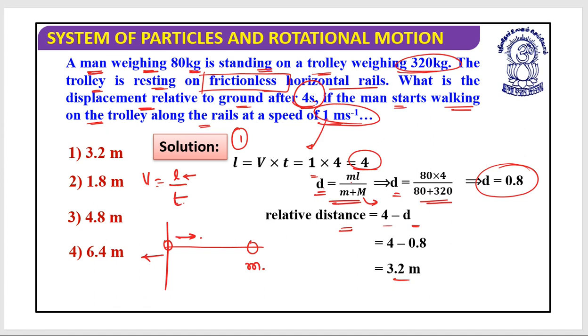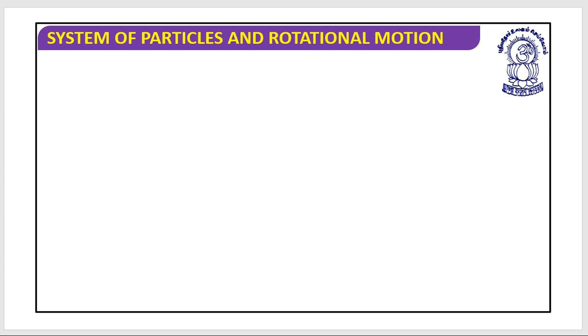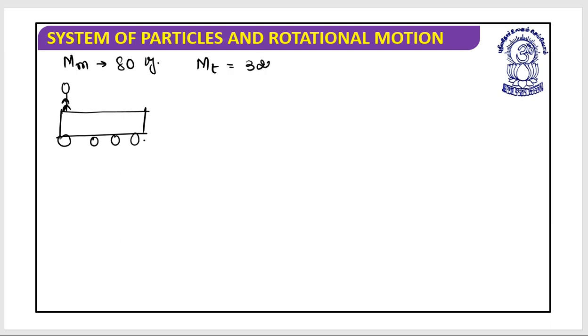Do you have any other approach for the same question? Is there anything? Even you can do this. Let's understand that this is the trolley, this is the man, the mass of the man is 80, and the mass of the trolley is 320.